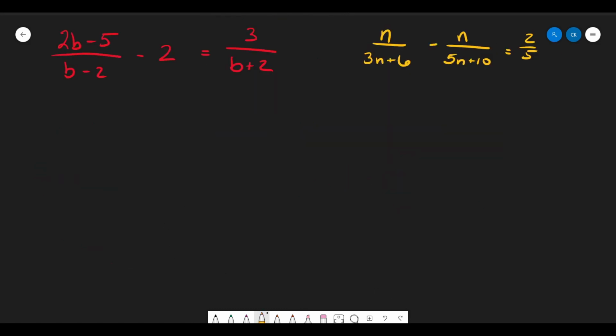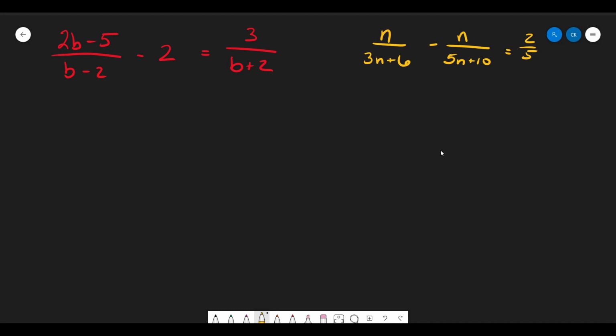Alright, so you have two problems here up on the screen. I would like you to pause the video, take about 5 minutes, and try these on your own. Remember, step 1, find the least common denominator. And that's the least common denominator throughout the entire equation, not just one side. You have to go throughout the entire equation.